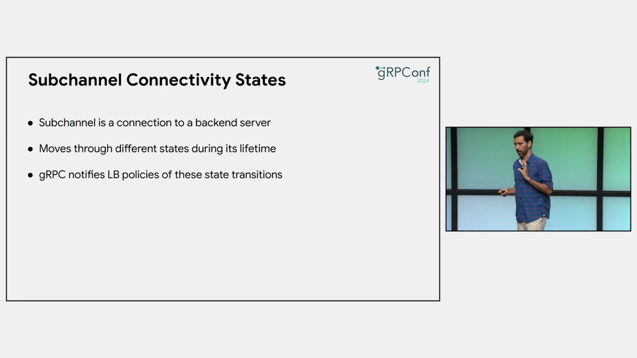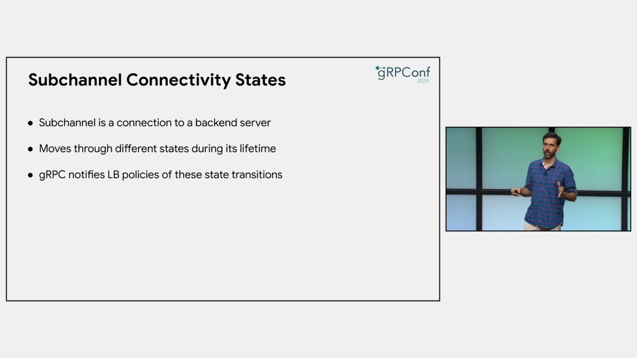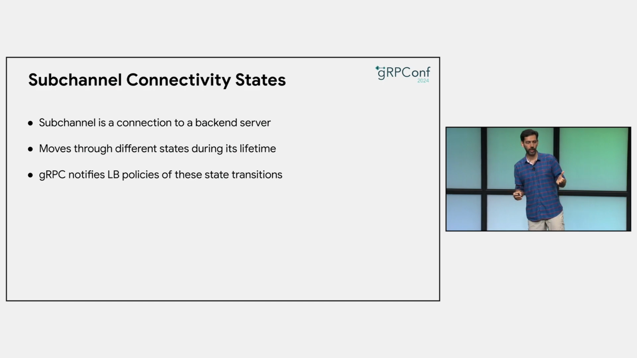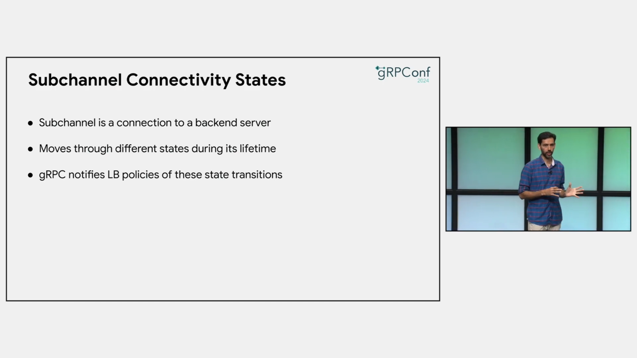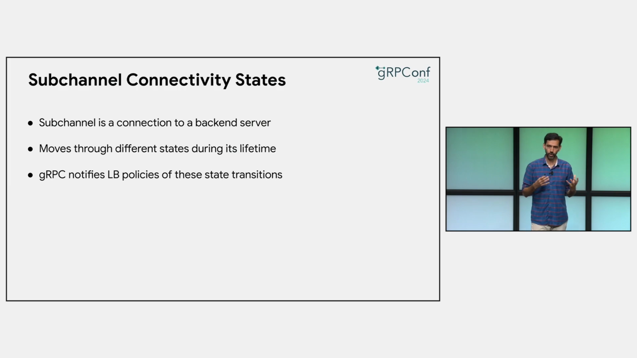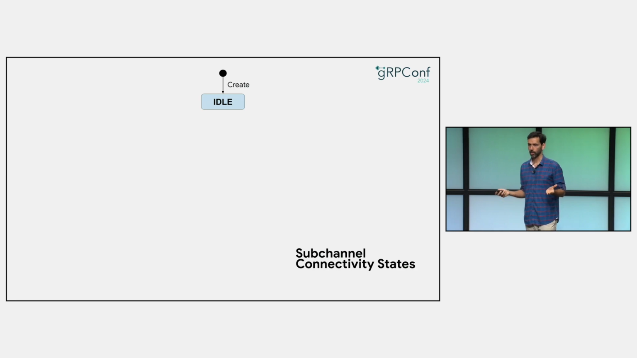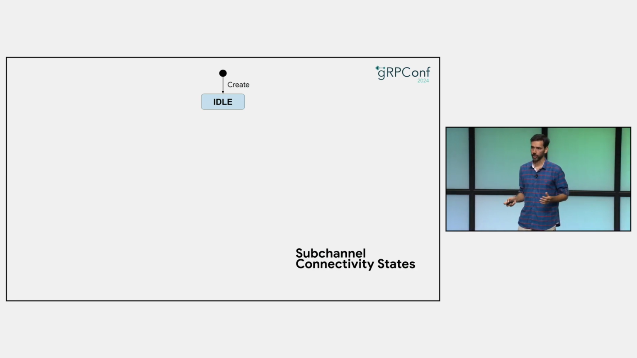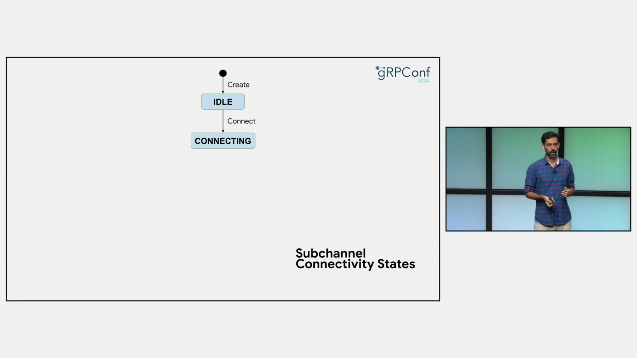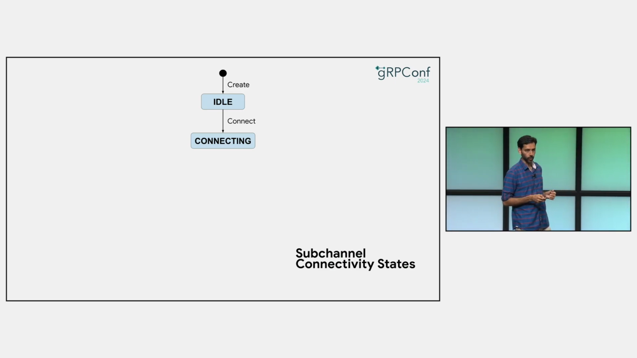Now let's look a little deeper into subchannel connectivity states. So we saw that a subchannel is an actual connection to a backend server, but it actually goes through different connectivity states during its lifetime. And the gRPC channel actually notifies LB policies of these state transitions. So all subchannels start off in idle. When they are created by the LB policy, they all start off in idle, and they're just sitting there doing nothing. And then at some point, the LB policy asks it to connect.